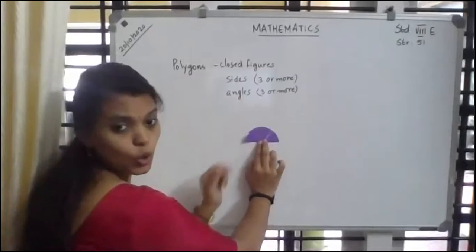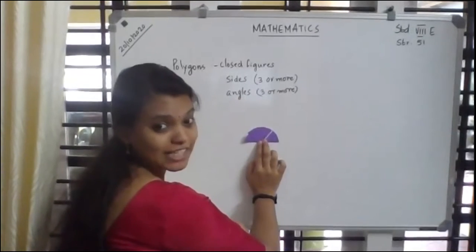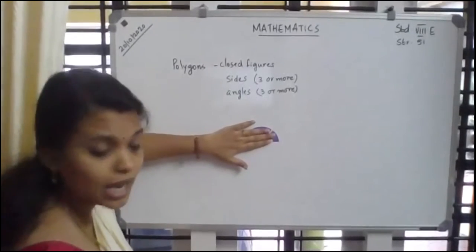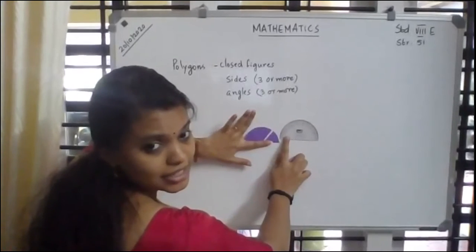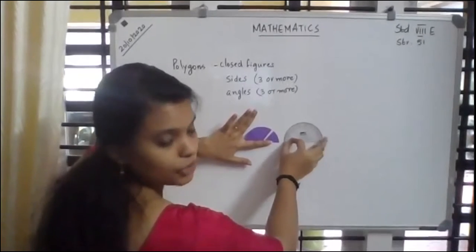After joining, what do you get? Yes, you got a semicircle, isn't it? You got a semicircle which is the same as the shape of a protractor. Am I correct? Yes, you got a semicircle which is the same as the shape of a protractor.